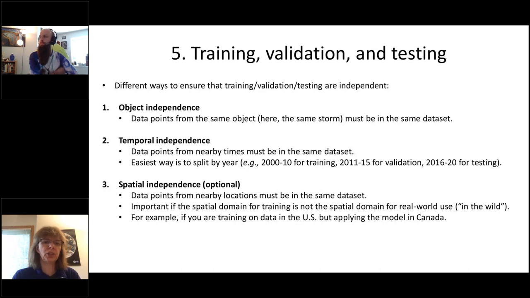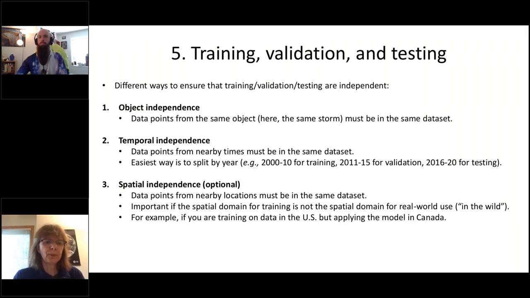So different ways to ensure that your training, validation, and testing are independent are, number one, you can do object independence. In that case, you make sure that everything that comes from one storm, for example, ends up in the same data set. If you have any samples from storm A in the training data set, then all of them have to be in the training data set, so there's really no intersection between storms and different data sets. Or you can do temporal independence, which means, for example, you try to split it by year. And since the storms usually are within 1 year, you then automatically guarantee that you have object independence as well.